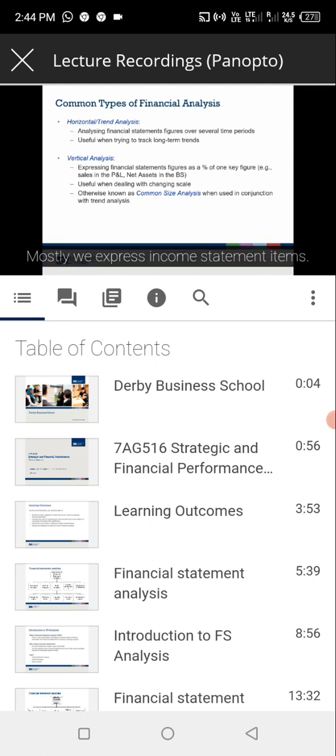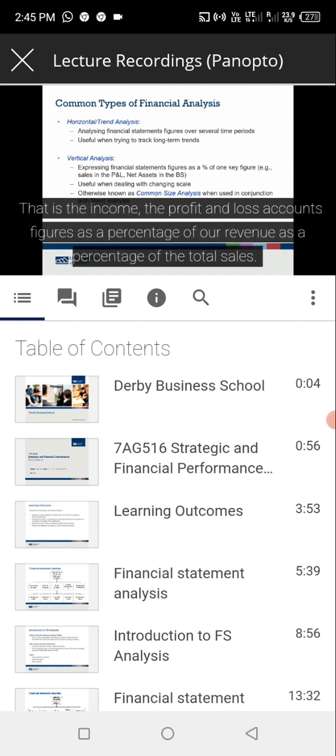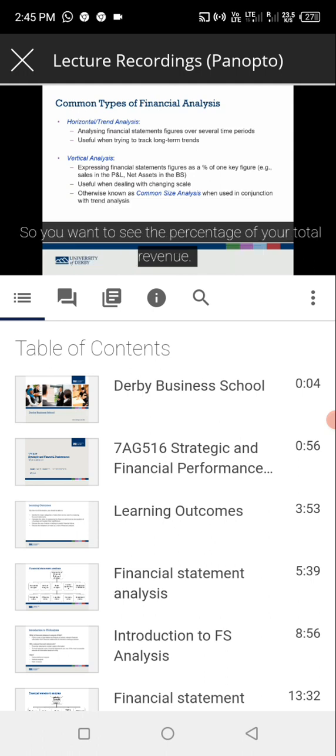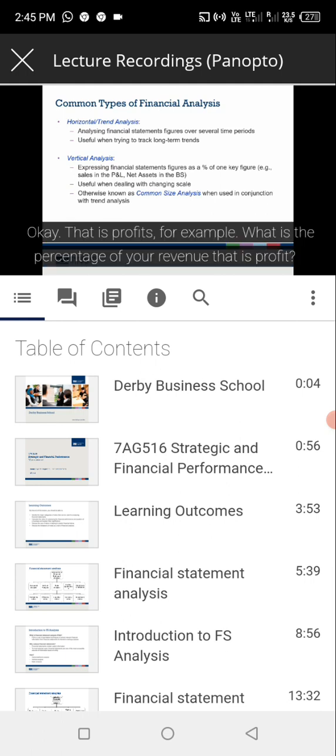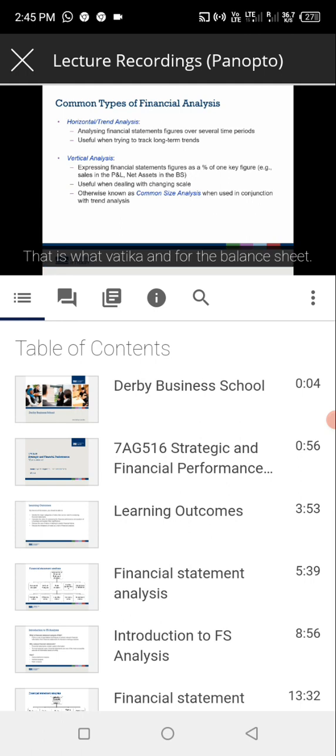Here, mostly we express income statement items, that is the profit and loss account figures, as a percentage of our revenue, as a percentage of the total sales. So you want to see the percentage of your total revenue that is profit, for example. What is the percentage of your revenue that is profit? What is the percentage of your revenue that you spend on all these expenses? And that is a vertical analysis.